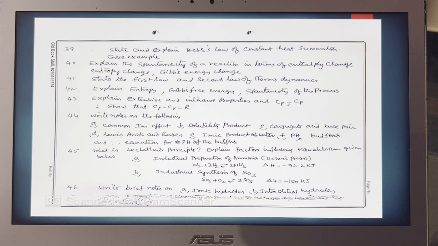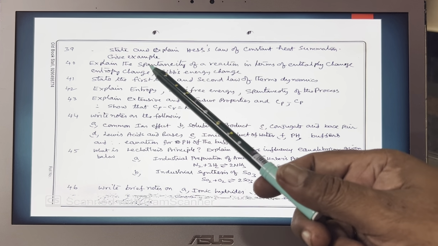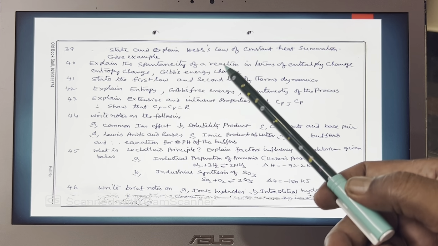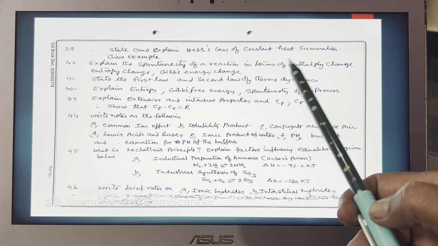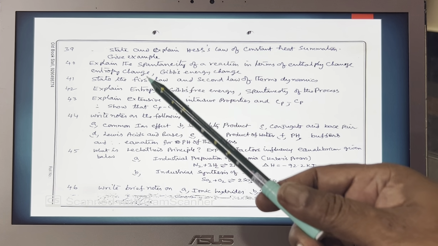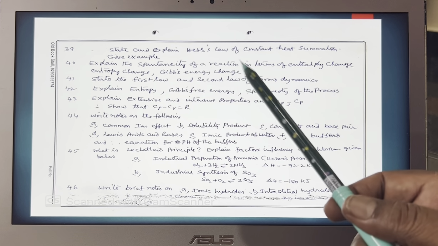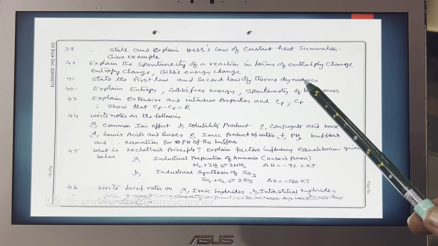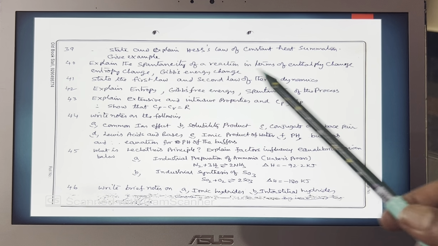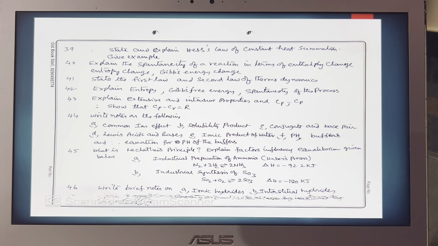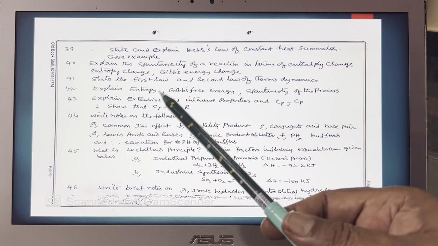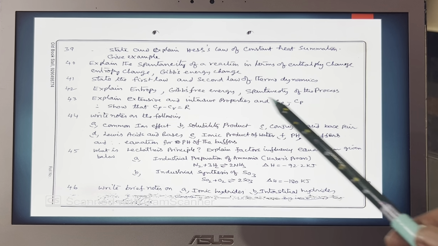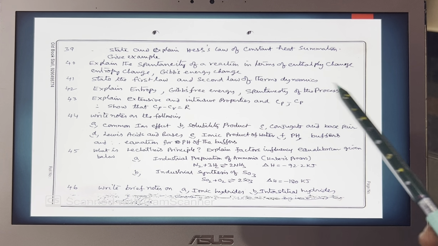State and explain Hess law of constant heat summation. Give example. Explain the spontaneity of the reaction in terms of enthalpy change, entropy change, Gibbs energy change. State first law and second law of thermodynamics. This is very important. One of the first law or second law you may get in a 4 marks question. Explain entropy, Gibbs free energy, spontaneity of the process.